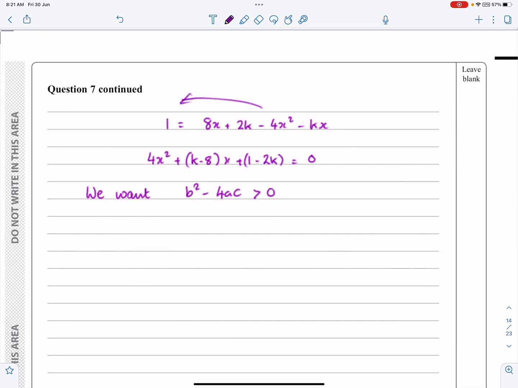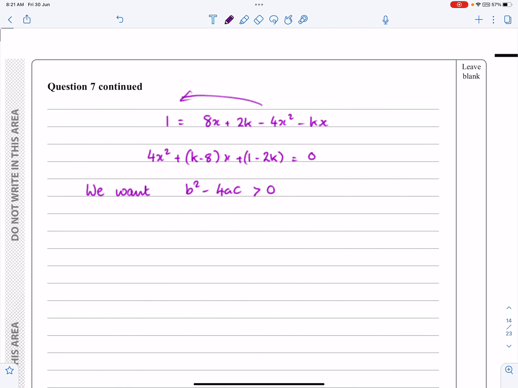When we do all this, just take your time again. And because it's a proof and we are doing this, just be careful in actually multiplying this all out. So b squared minus 4ac is going to be k minus 8 squared minus 4 lots of 1 minus 2k. I want that to be greater than 0. You take your time to do this, multiplying out that bracket if you want to.